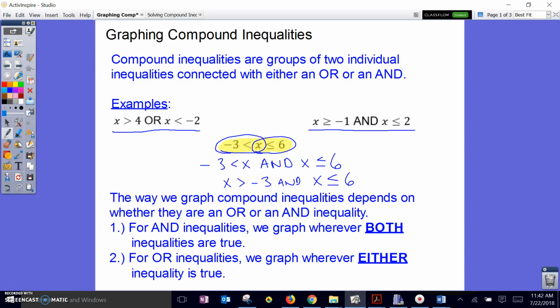When we talk about graphing compound inequalities, how we graph them depends on whether they are an "or" or an "and" inequality. Whenever we have an "and" inequality, we're looking for all the values where both of the individual inequalities are true. And whenever we have an "or" inequality, we're looking for where either of the inequalities is true. All right, let's look at a few examples.